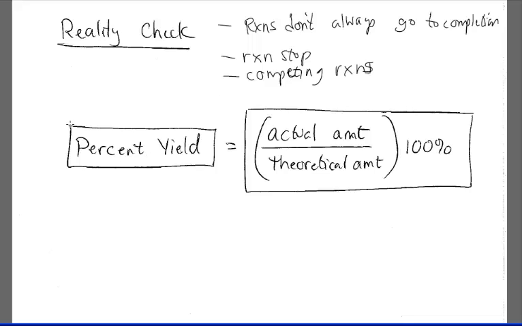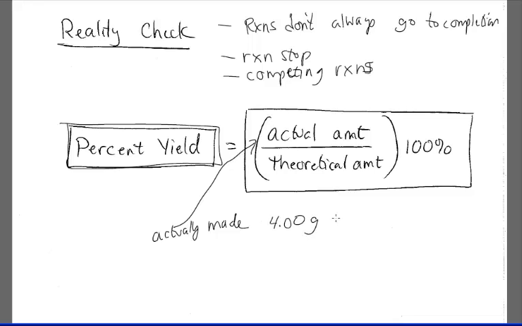So we calculate what we call a percent yield, how much we actually made compared to what we calculated that we would make. Percent yield is the actual amount made divided by the theoretical amount, and then turned into a percent by multiplying by 100%. The actual amount is what is actually made. Let's say in this case, what actually was made of product is 4 grams.